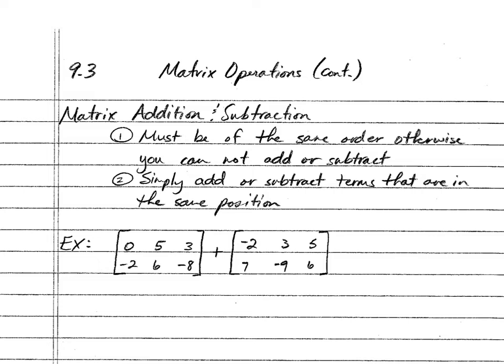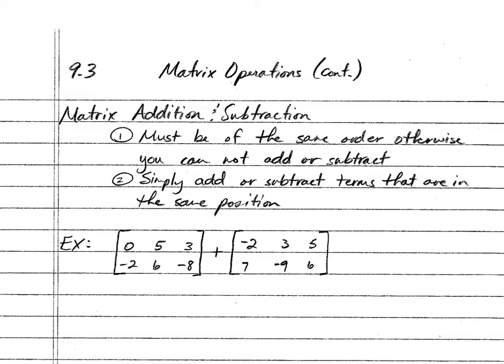So they have to be both 2 by 2, or both 3 by 2, or both 2 by 3, but they have to be the exact same order. Okay. So in this case, we have two 2 by 3 matrices. This is a 2 by 3 matrix. This is a 2 by 3 matrix. Okay? And so what we're going to do now is we're going to add them.